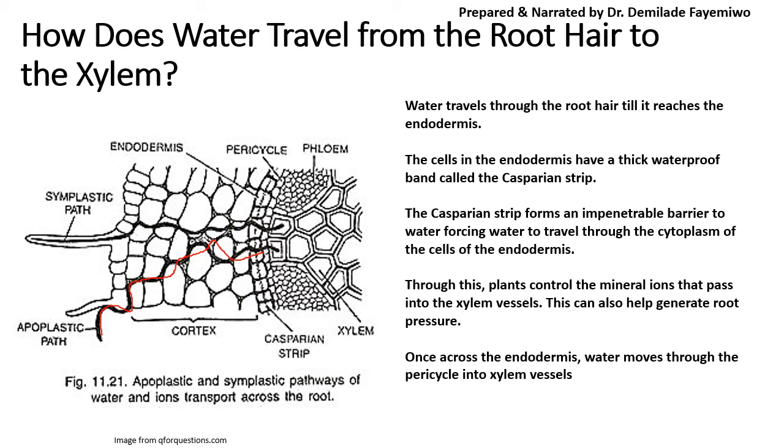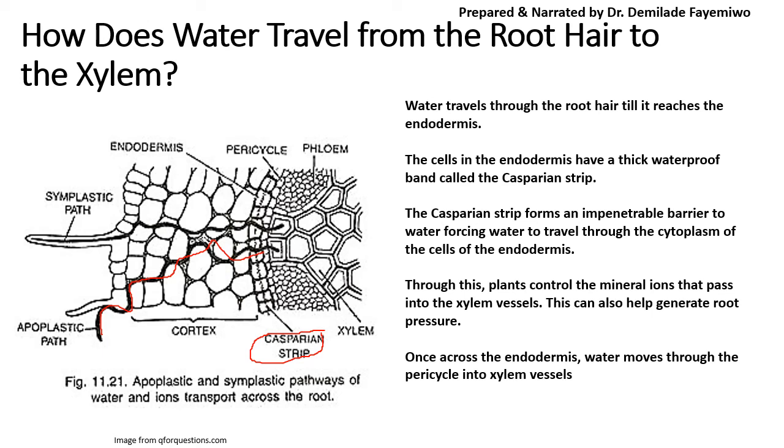What we then need to remember is how water goes from the root hair into the xylem. So water will move into the root hair from the soil, again due to a difference in water potential, and it moves through the root until it gets to a section called the endodermis. The endodermis has a strip called the Casparian strip. That's that strip over there. Let me just circle that again so that you can see it clearly. The Casparian strip is a thick strip that simply forces the water to start to move through the cytoplasm.